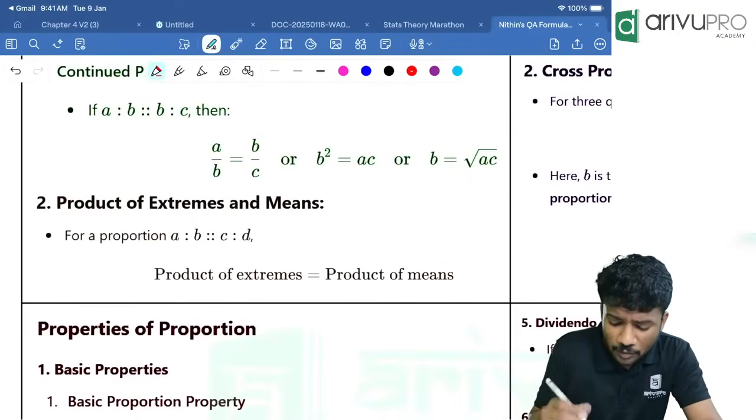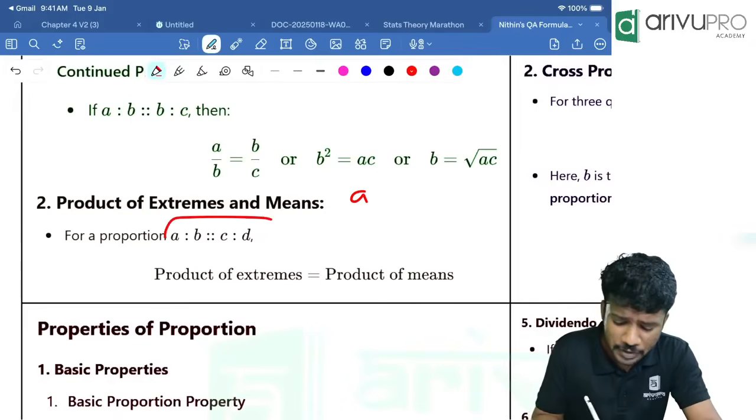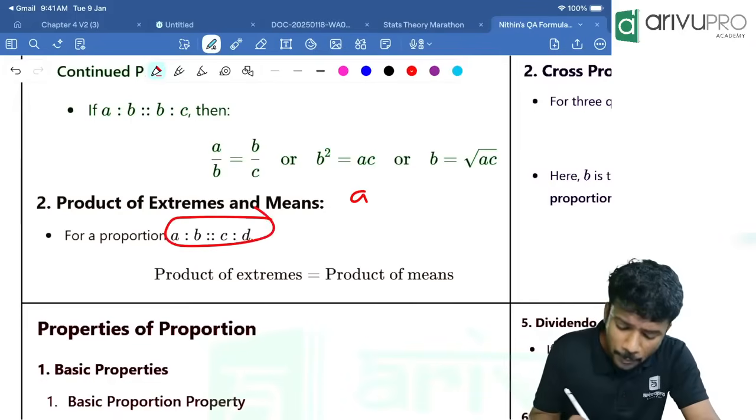Then we can say that whenever there are two ratios, A is to B is proportional to C is to D, we can say that product of the mean.